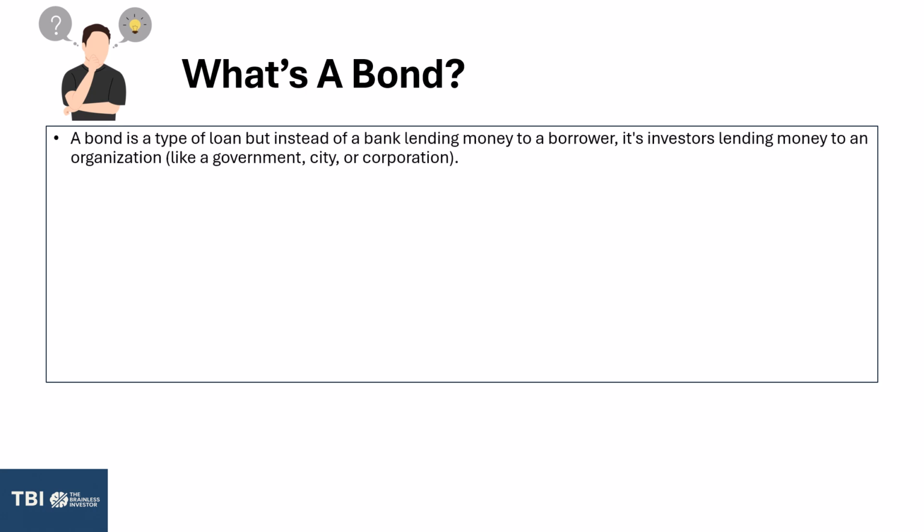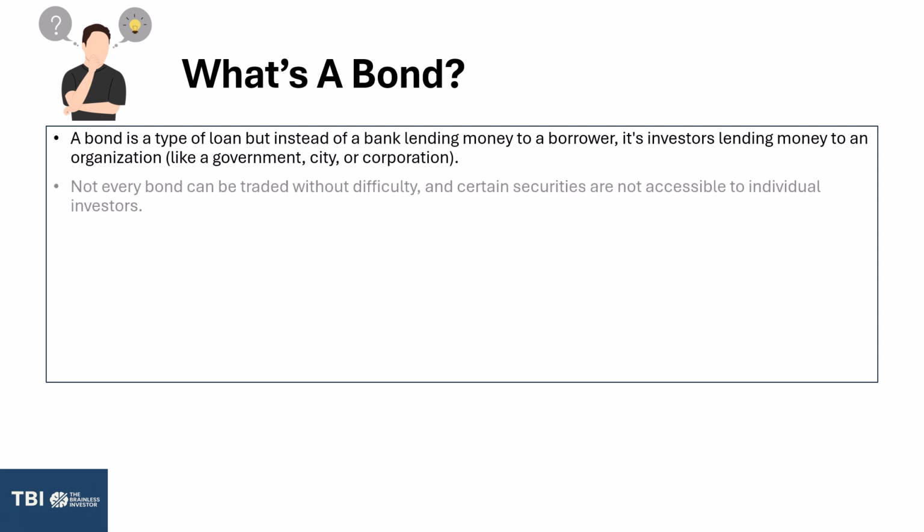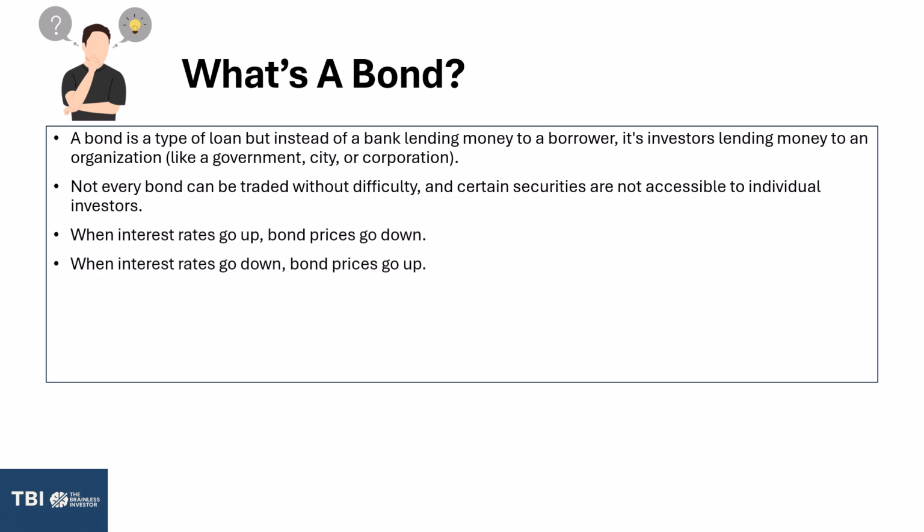A bond is a type of loan, but instead of a bank lending money to a borrower, it's an investor lending money to organizations, such as government, cities, or corporations. Not every bond can be traded without difficulty, and certain securities are not accessible to individual investors. When interest rate goes up, bond prices go down, and when interest rate goes down, bond prices go up.